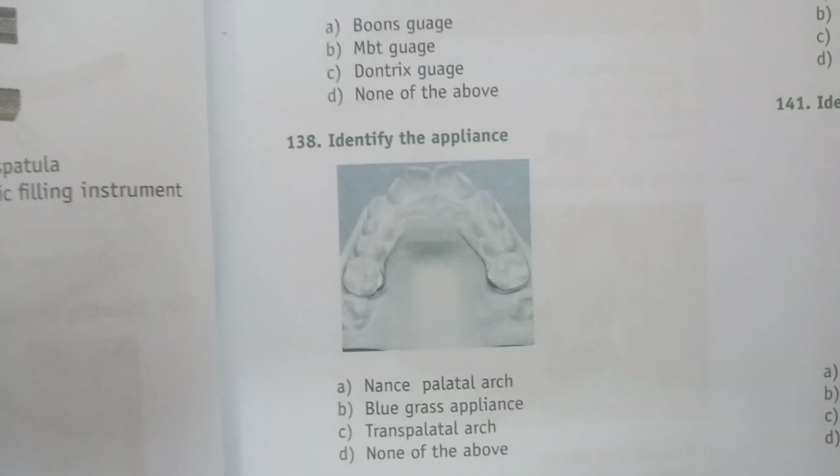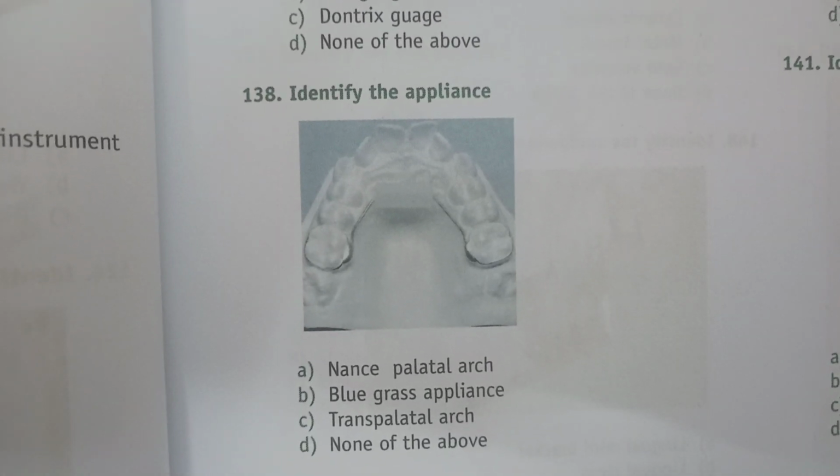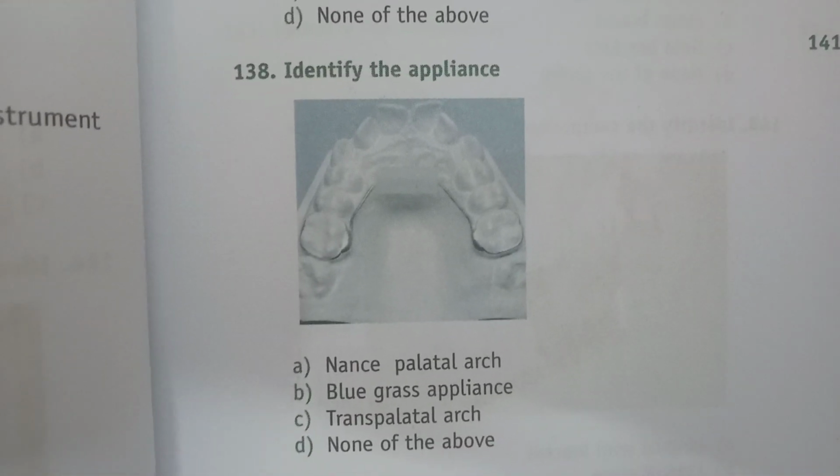Next, identify the appliance. Nance palatal arch, bluegrass, transpalatal arch, none of the above. It is a bluegrass appliance.